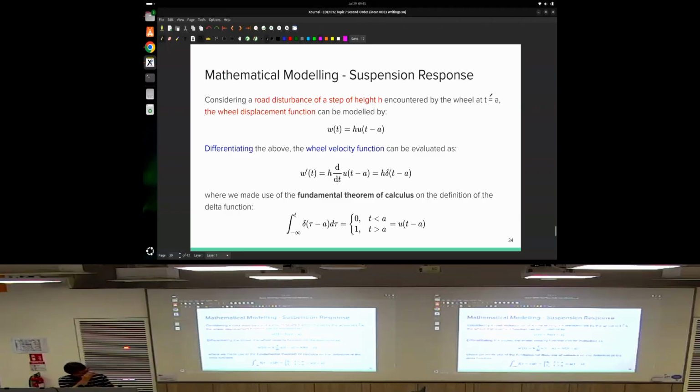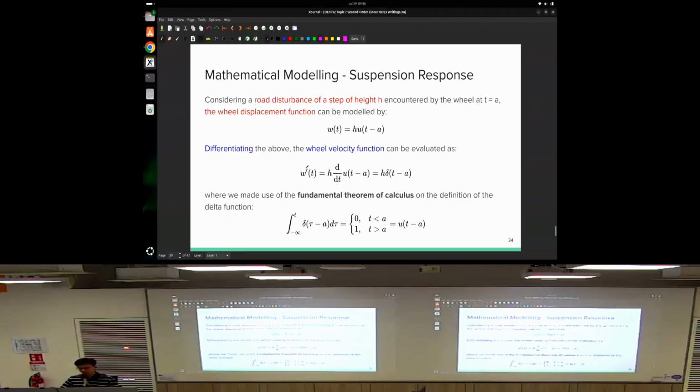Okay, let's say the vehicle here mounts the curb. The curb is like a sudden step up, right? So let's say the curb is of height h, and you mount the curb at t equals a. Then obviously your wheel displacement function can be modeled by a step function of height h. So it's just the step function u(t minus a), multiplied by the height of the curb. Therefore that will be your wheel displacement function.